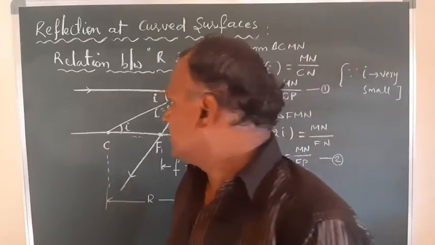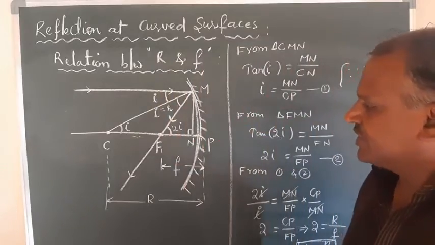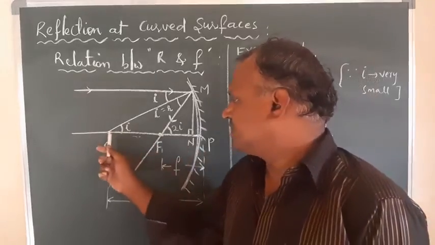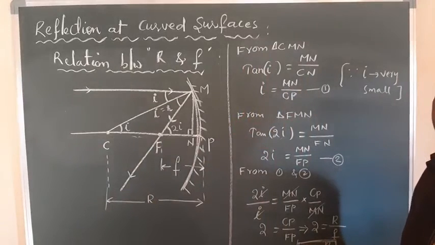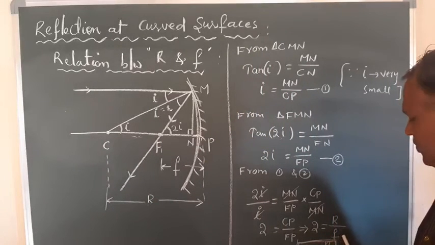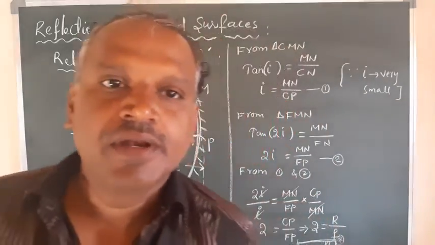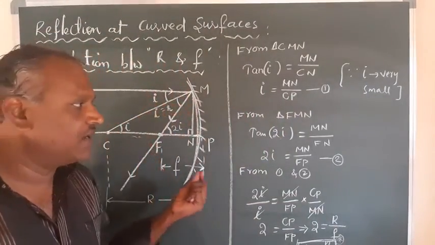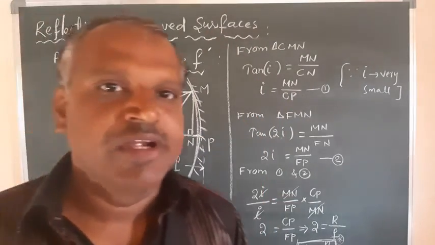And now here we can use sign conventions. See here, pole to the focus, f, is negative, and pole to C, R, is also negative. Both are negative, minus minus cancel, so again you will get the same. You can apply the sign conventions, but there is no change in the equation. This is called the relation between focal length and radius of curvature. So make a note of this and derive this equation, that is f is equal to R by 2.